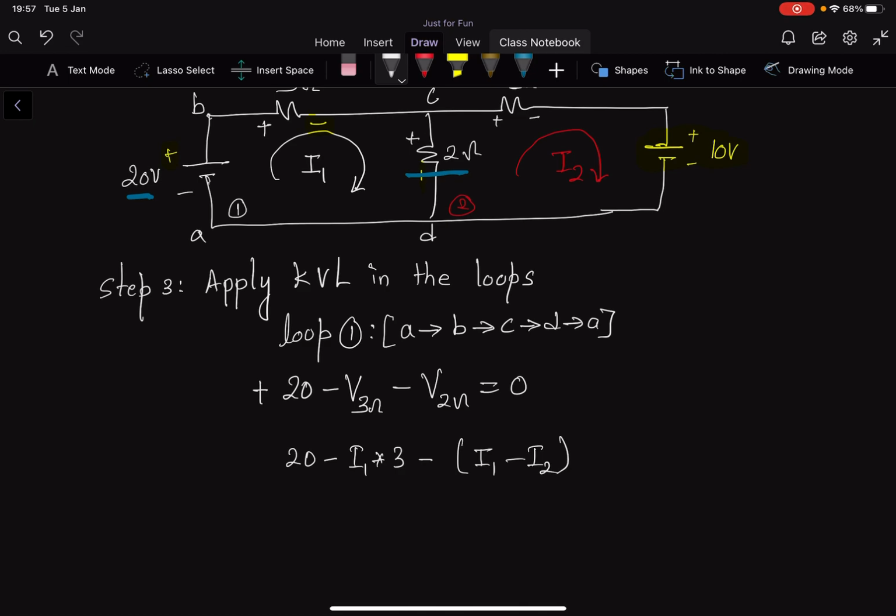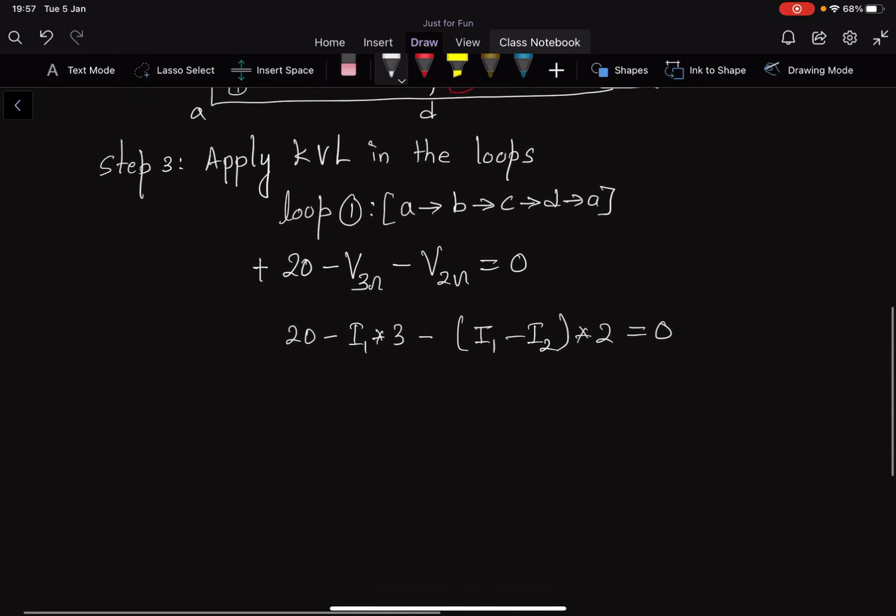So that's what we're doing here. I1 is first and then take away I2 times 2, equals 0. Now we are going to simplify this. So we have 20 minus 3I1. Let's open this bracket and multiply with 2. We're getting 2I1 plus 2I2 equals 0.